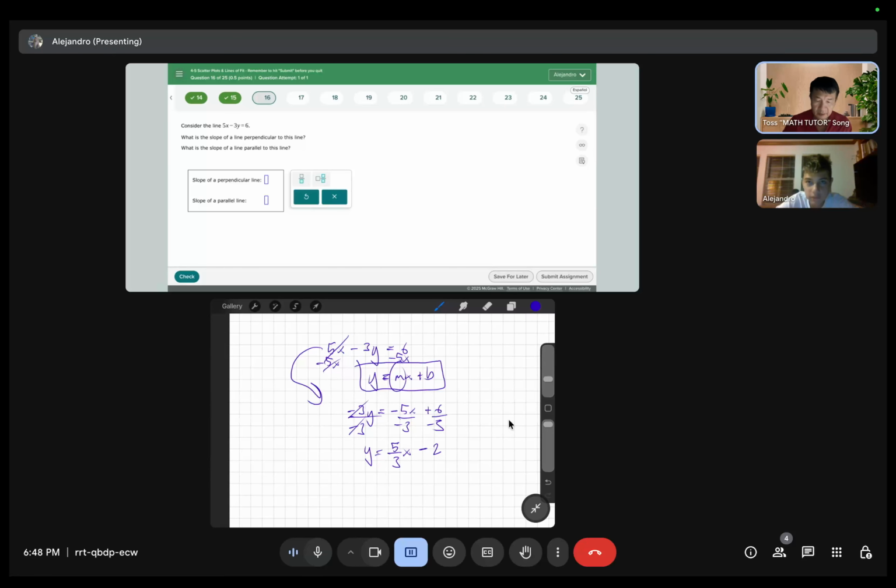-2. So this is the new, well, it's the same equation, but you can identify the slope, parallel, and perpendicular to it. So what do you think about it? A new one being perpendicular to this one.